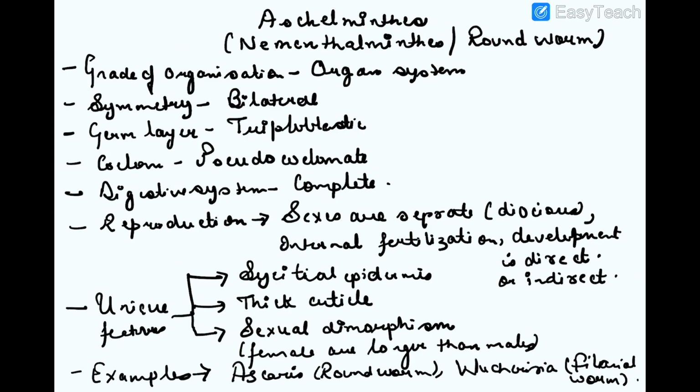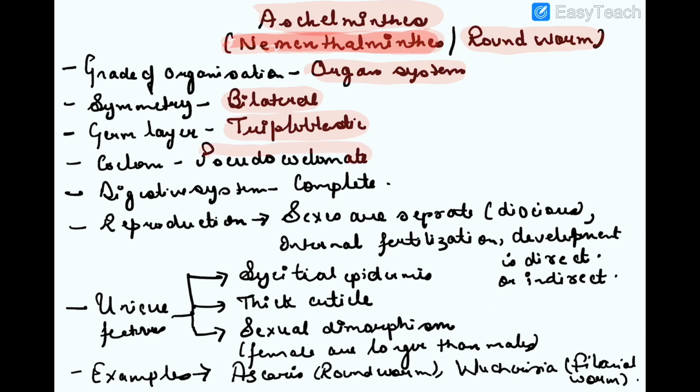Let us study now the next phylum, that is Aschelminthes. Phylum Aschelminthes is also known as roundworms. So Aschelminthes include roundworms. Let us look at the features. Grade of organization is organ system level. It has bilateral symmetry, which means the body can be divided into two equal halves by only one plane. They are triploblastic, having three germ layers: ectoderm, endoderm, and the mesoderm.